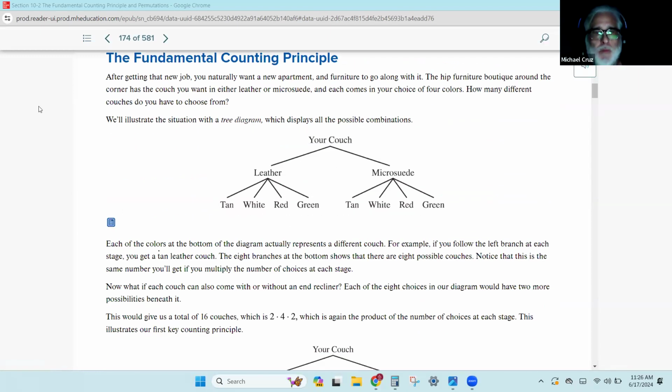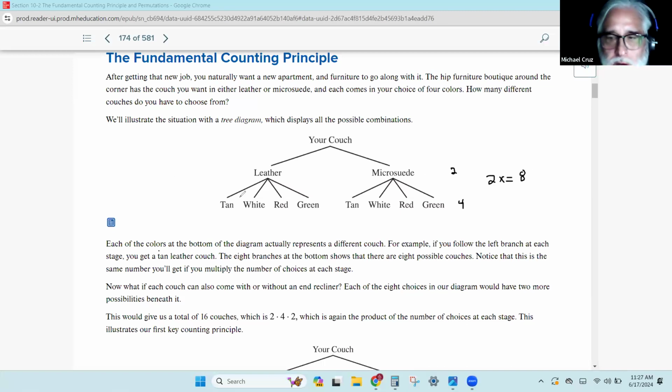This is one that I've got in my notes. If you want to pick out a couch and the 2 finishes are leather and microsuede, and then you can have 4 different colors, how many different couches are there? Well, there's 2 here and 4 here. So 2 times 4 is equal to 8.